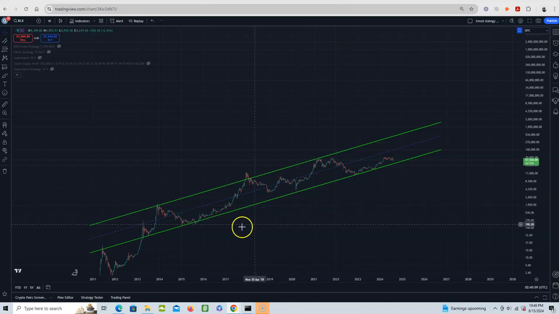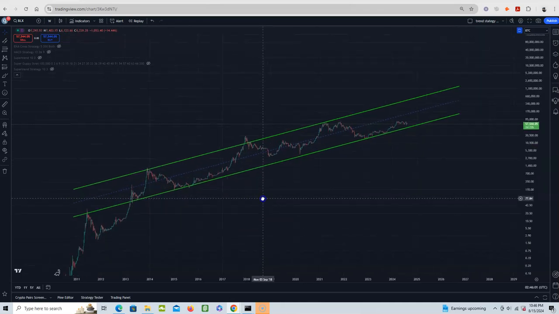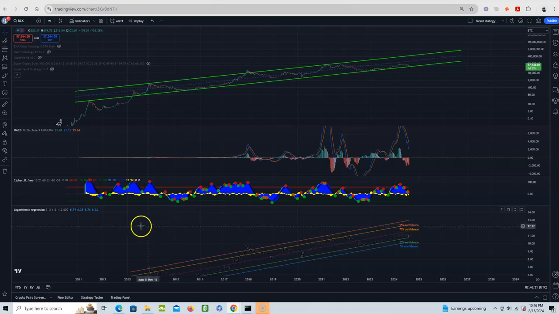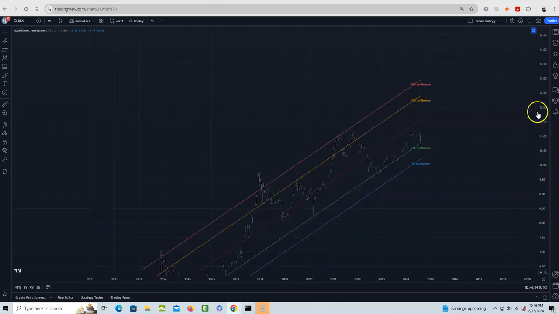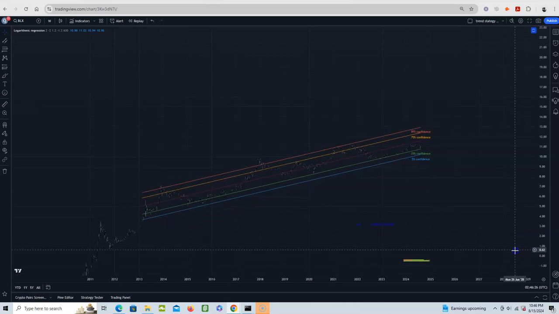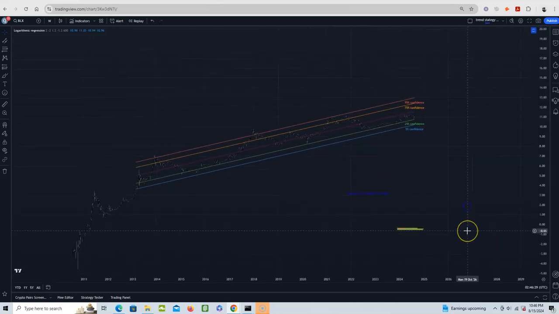Now that we've established the best fit trend line, let's look at the statistical correlation to it. And I introduce to you, my friends, and I'm sure you've seen it, the logarithmic regression curves. Take a closer look. Does it look familiar? It does, because it's the same best fit trend line.